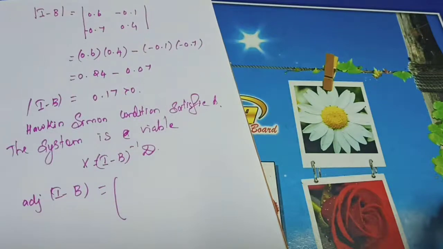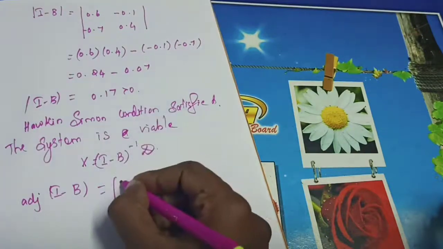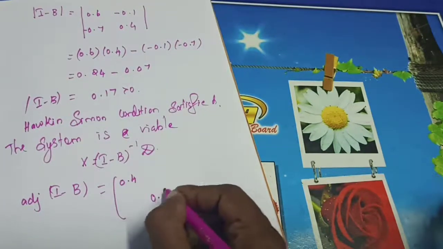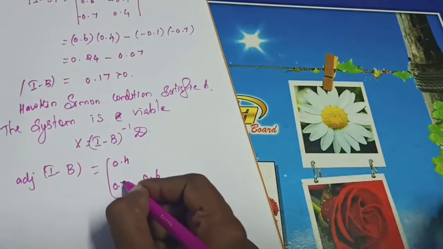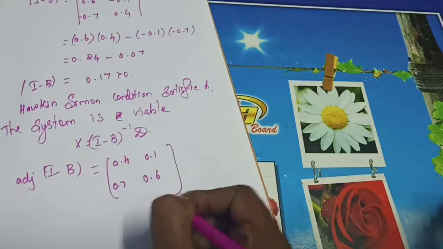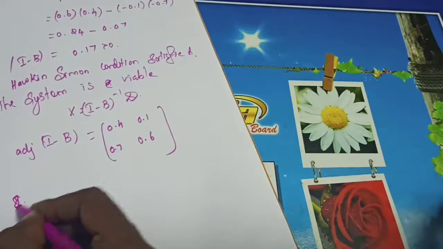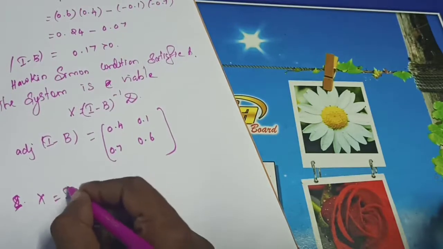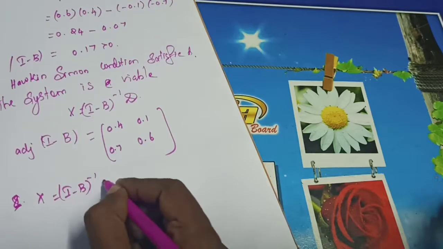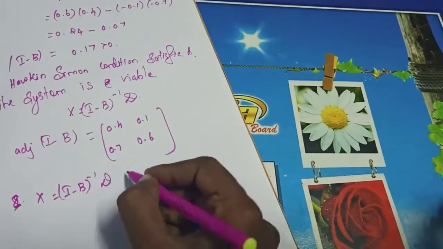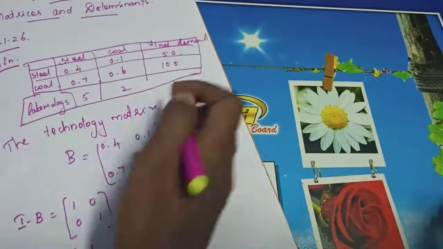This is I minus B. So the adjoint of I minus B means we will interchange these two, so 0.4, 0.6, and here we will change the sign, 0.7, 0.1. Correct? Then X is equal to I minus B the whole inverse into D. What's the D value which is given?